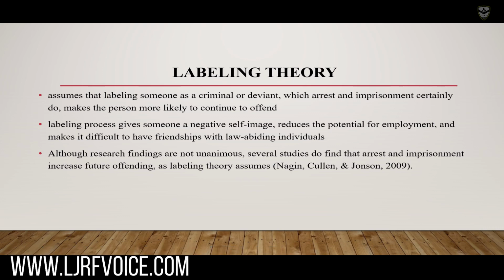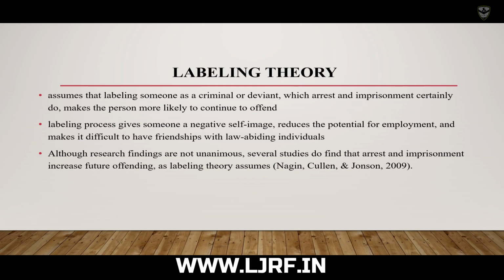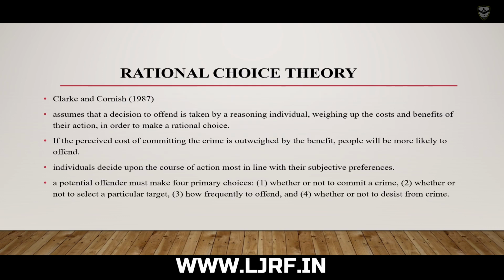The last part is the social control theory. The first in social control theory would be rational choice theory. Okay, this particular theory was coined or propagated by Clarke and Cornish in 1987. They assume that a decision to offend is taken by a reasoning individual. If a person commits crime, before committing that particular crime, they would look at the pros and cons, or basically the cost and benefit, of that particular action.